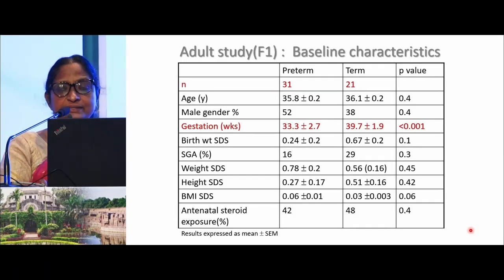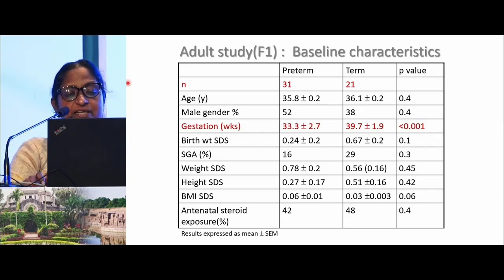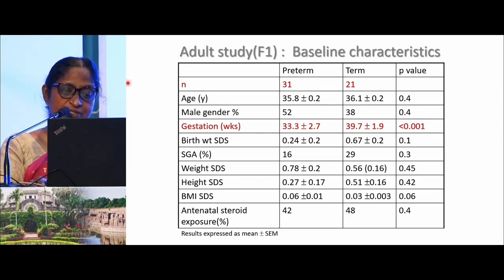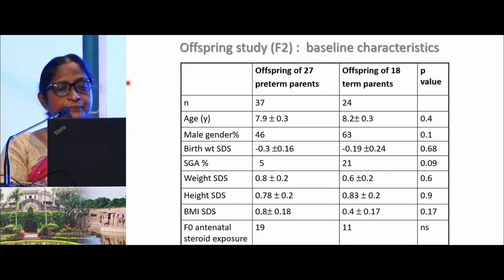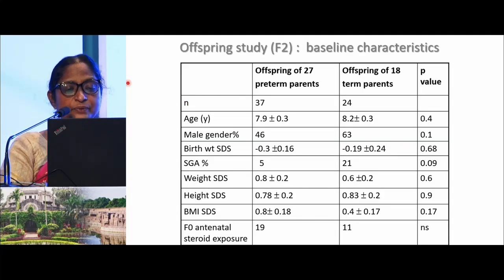Coming to the baseline characteristics of the adults who participated, as we can see here, the only difference was in the gestational age, with a mean gestational age of 33.3 weeks in the preterm group. In no other parameter was the group different. Similarly, the baseline characteristics of the offspring group were similar in all aspects.